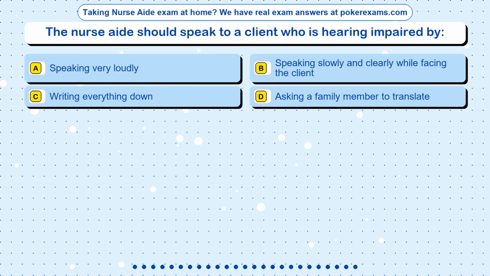Question 14. The nurse aide should speak to a client who is hearing impaired by: option A, speaking very loudly. Option B, speaking slowly and clearly while facing the client. Option C, writing everything down. Option D, asking a family member to translate.